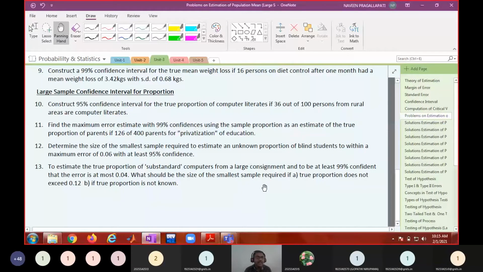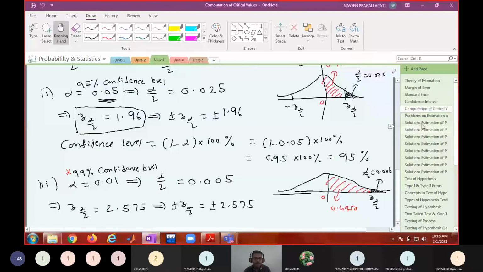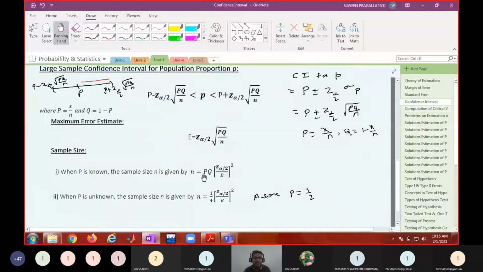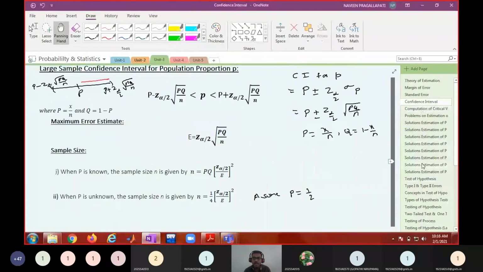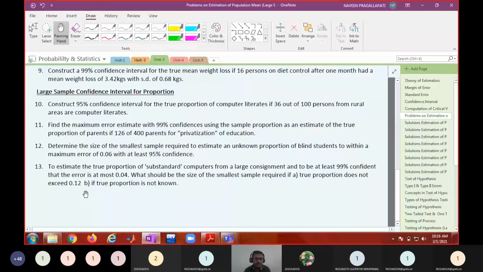In the first part the proportion is known. What is the proportion? P equal to 0.12. In the second part the proportion is not known. If the proportion is not known, you have to apply the 1 by 4 formula. If the proportion is known as 0.12, then take P equal to 0.12 and do it. So now we shall do this problem. A part we shall do. E equal to 0.04, alpha equal to 1%.